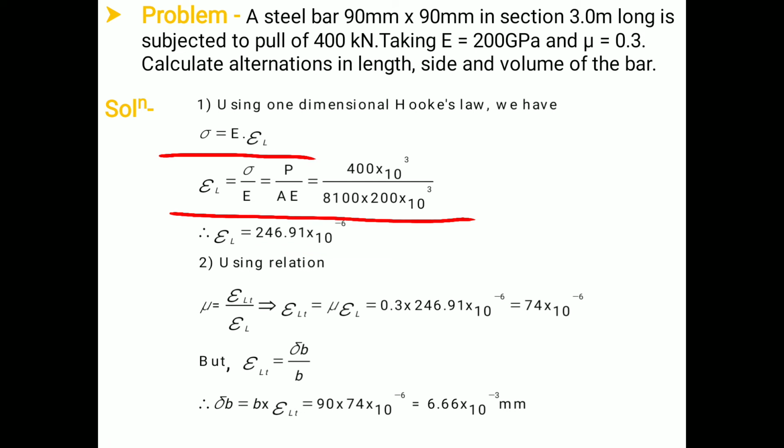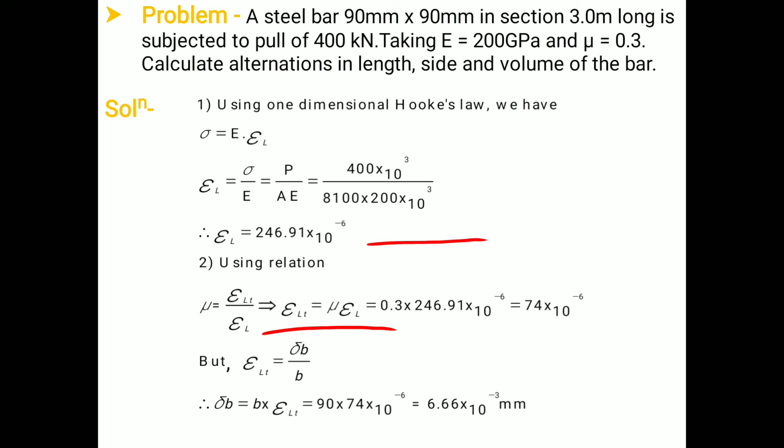Now we have Poisson's ratio, which is the ratio of lateral strain to the linear strain. If I rearrange this equation, I have the lateral strain equal to mu into linear strain. On putting the value of mu and the linear strain, which we have already calculated, I have the value of lateral strain, which is equal to 74 into 10 raised to minus 6.